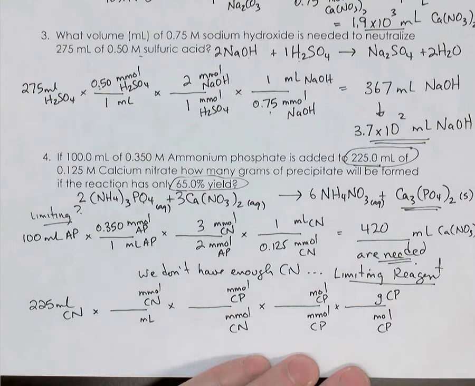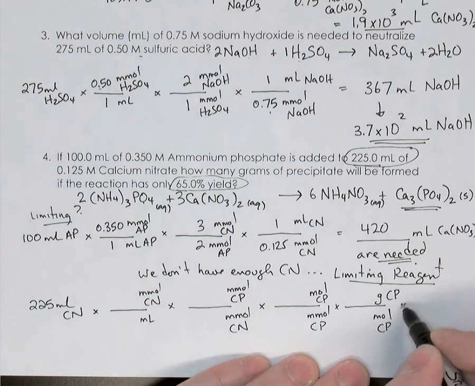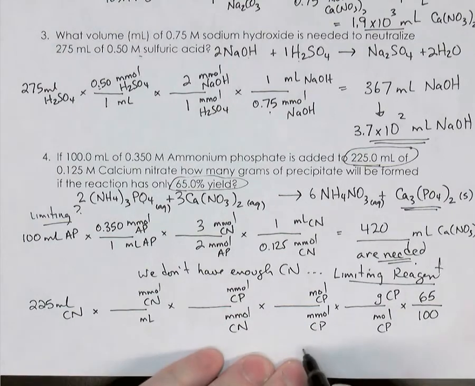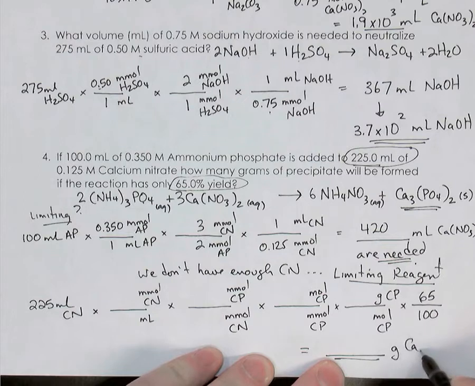So I'm going to take my answer and I'm going to use that percent yield. So since I don't get 100%, I only get 65%. So I'm going to multiply my answer by 65 over 100, 65%, to tell me how much I will get with that 65% yield. So this many grams of calcium phosphate will form, or will be recovered, is perhaps a better way to say it, will be collected. Okay?